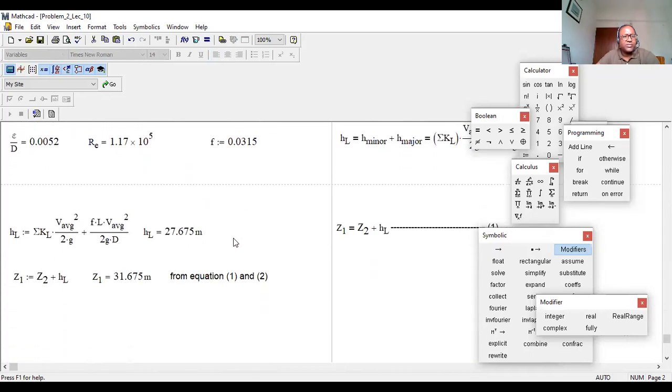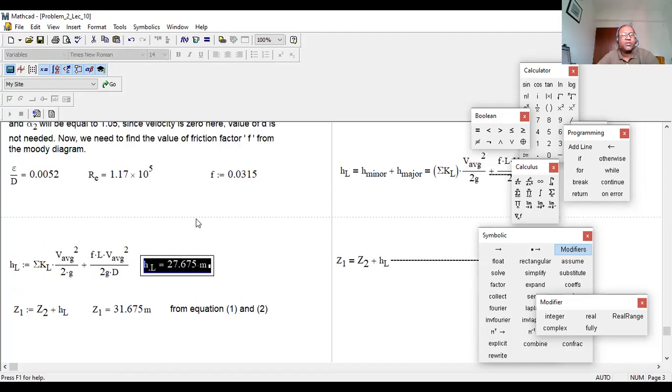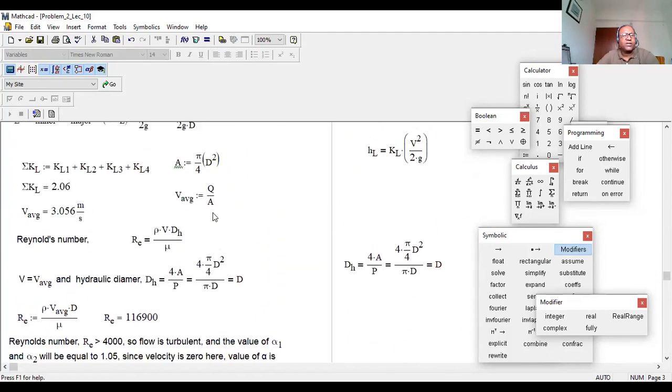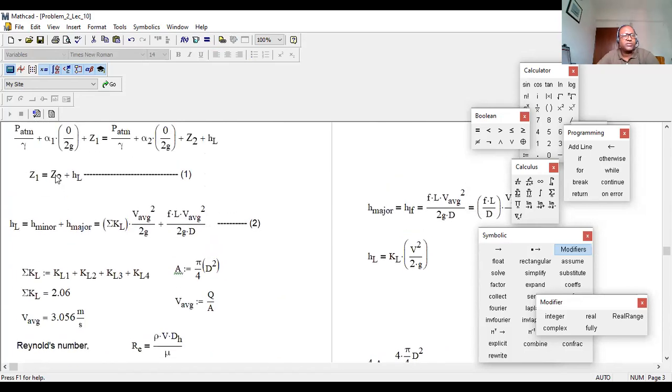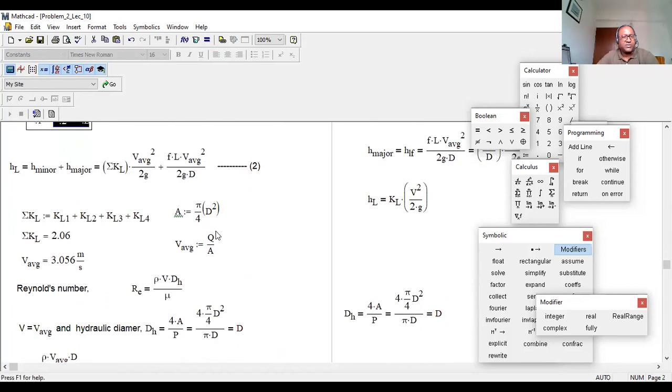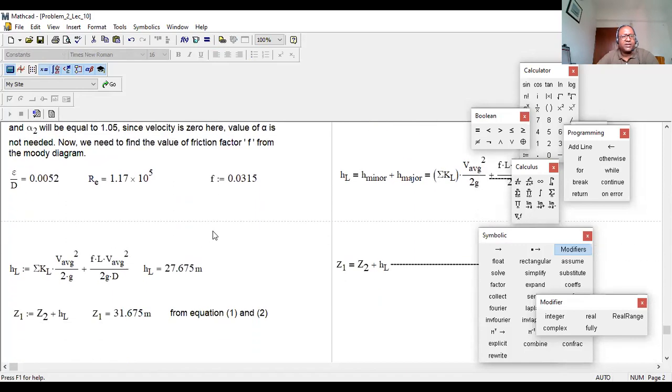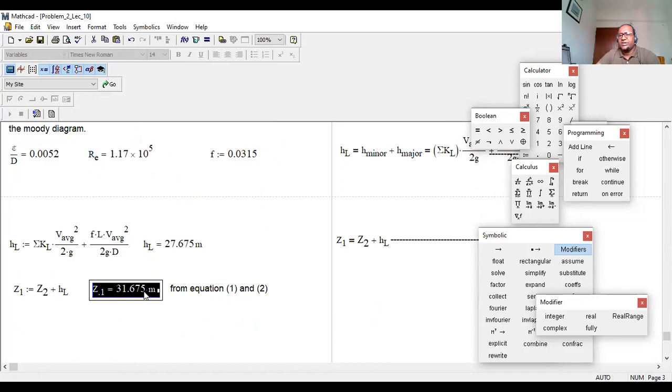So I figure out, put all the values over here. The length of the pipe we know, V squared we know, the diameter of the pipe we know, then the summation of KL, that means all the minor losses, we know. So put them over here, we get the value of HL. HL, now how will we get the Z1? When we apply Bernoulli's equation, we got Z1 equal to Z2 plus HL. Just put it over there. Then you get 31.675.